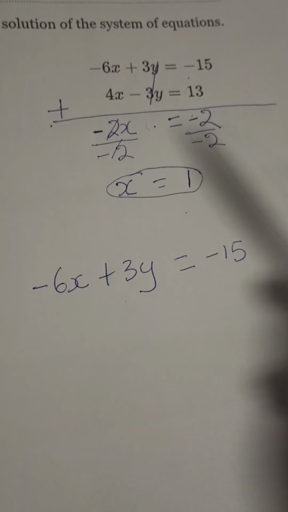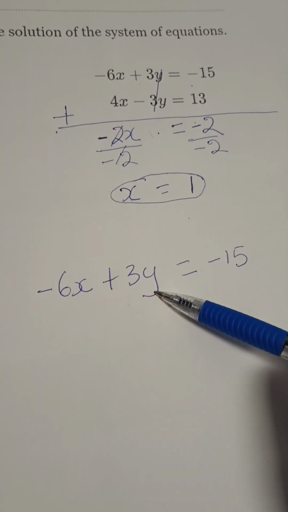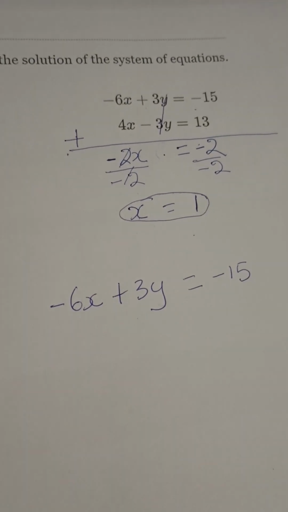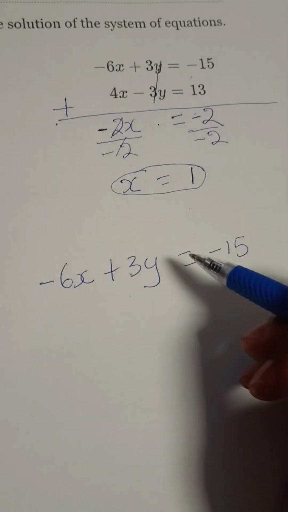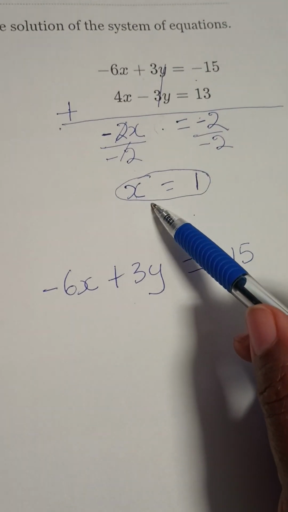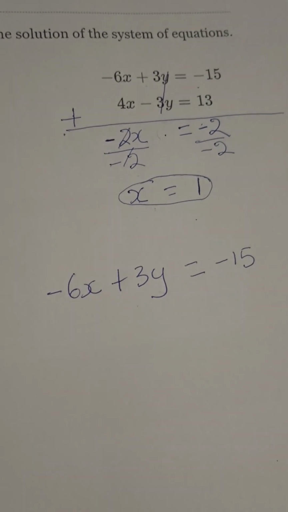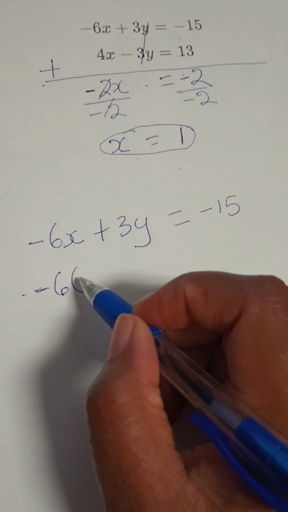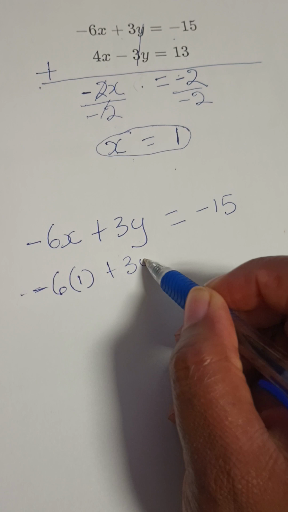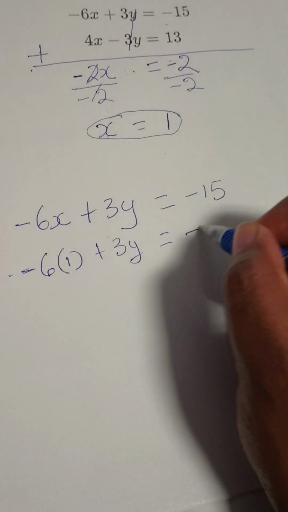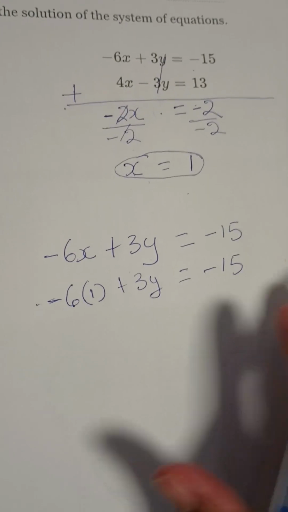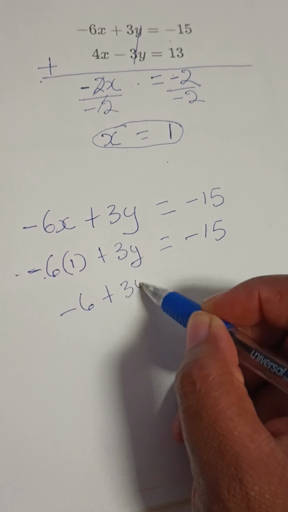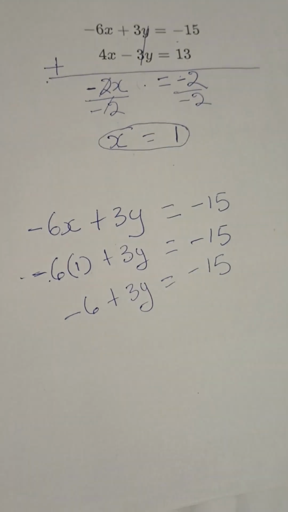So what do we know? We know that we have two different variables, but we determined what x was in the first part, right? So all we got to do is substitute. So wherever you see your x, that's where you're going to substitute your 1. So now we have negative 6 multiplied by 1 plus bring down my 3y equals my negative 15. Negative 6 times 1 is negative 6 plus bring down my 3y equals negative 15.